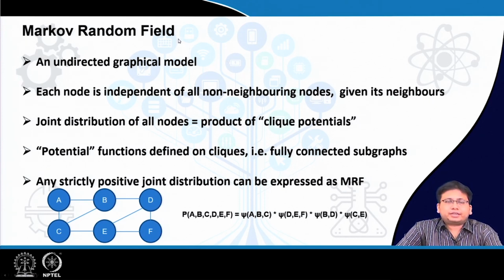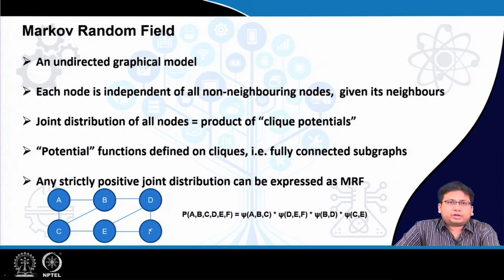Now coming to undirected graphical models, there are several types. The most basic of them is called the Markov random field. In such a case, each node is independent of all non-neighboring nodes given its neighbors. The joint distribution of all the nodes is the product of what are known as clique potentials. Unlike the Bayesian network, where the joint distribution was the product of the individual conditional distributions, in an undirected graphical model we identify cliques.